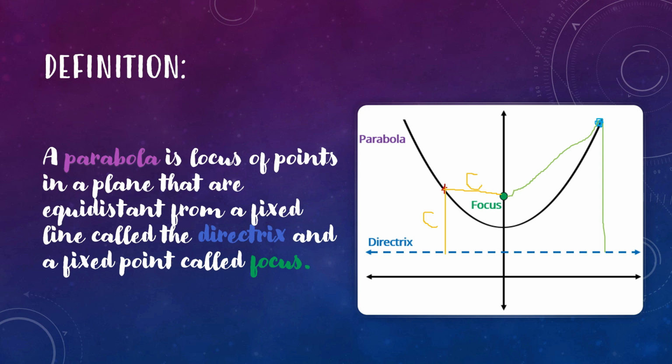Again, equidistant. So again, a parabola is a locus of points in a plane that are equidistant from a fixed line called directrix and a fixed point called the focus. So, mo to'y pasabot sa iyahang definition. Okay?